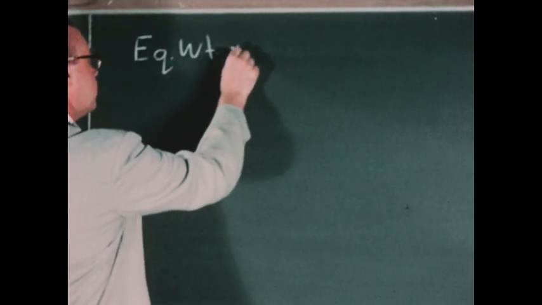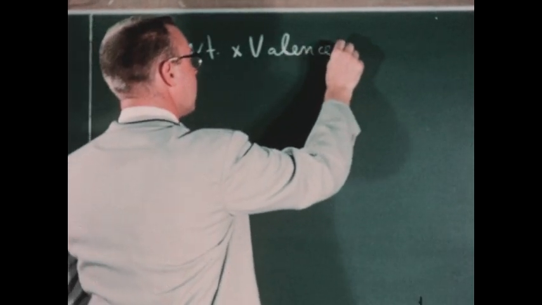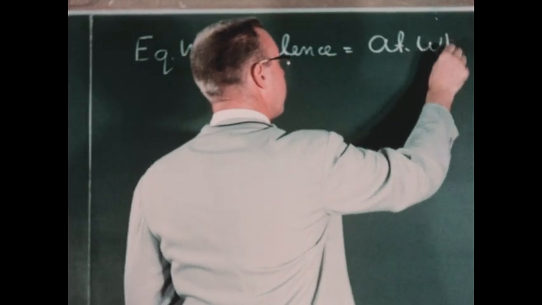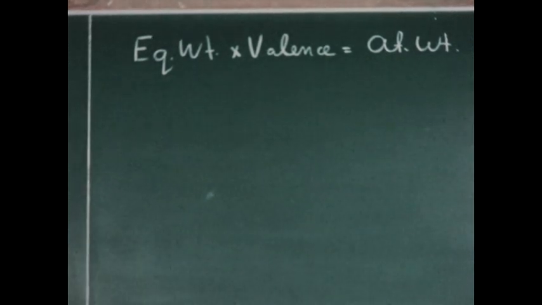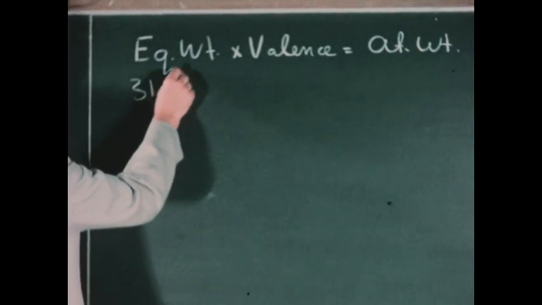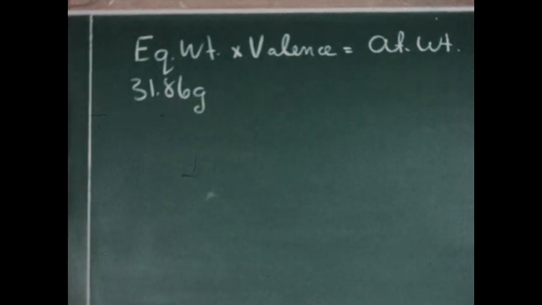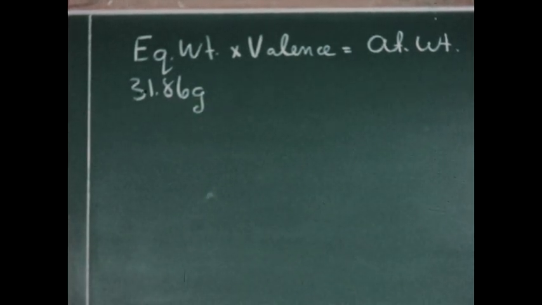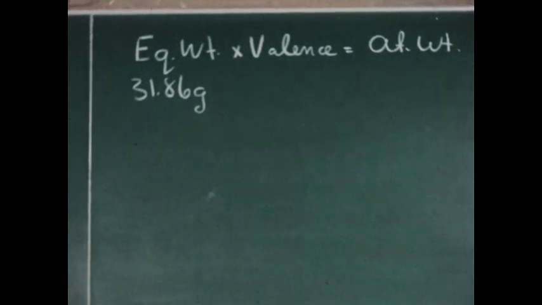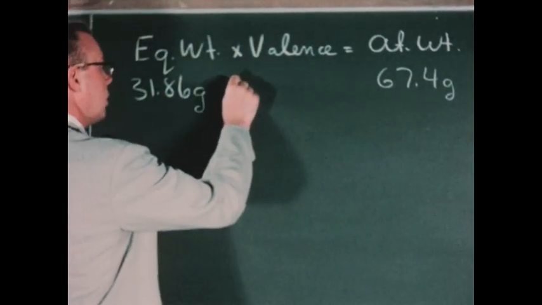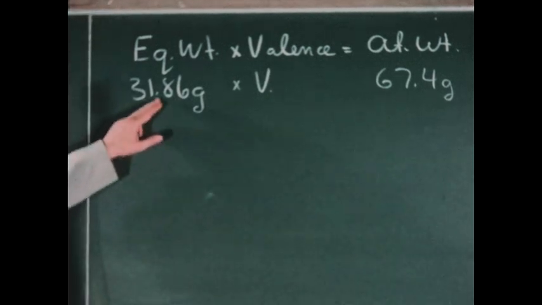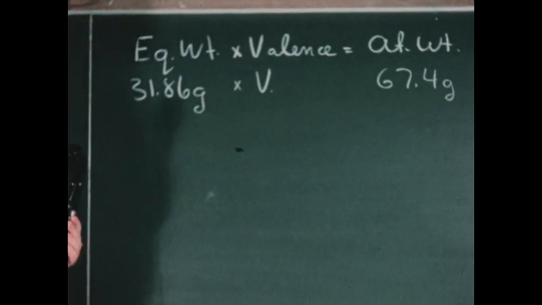Earlier, we saw that the equivalent weight times the valence equals the atomic weight. We've calculated the equivalent weight of copper from this experiment. Our value was 31.86 grams. We've also calculated an approximate atomic weight using the Dulong and Petit method, and this approximate atomic weight was 67.4. If we multiply 31.86 by the valence, then we ought to get something approximating 67.4.